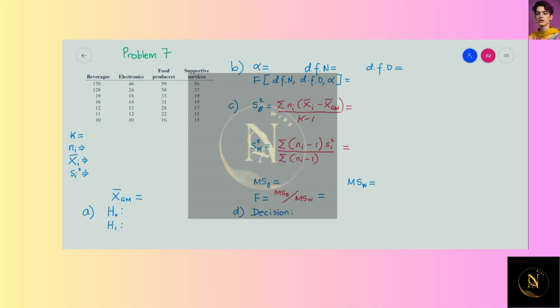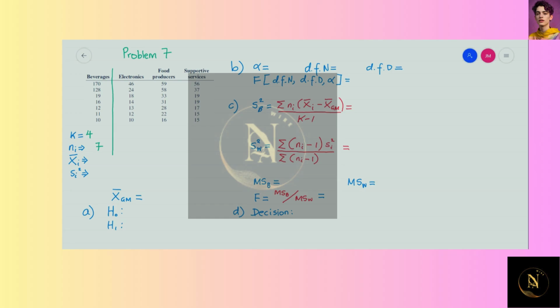First things first, we need to find out what this K value stands for. K stands for the number of business sectors in this case, or the number of factor levels. So K is 4 because there are 4 different sectors. Ni will be the number of samples within each business sector. For beverages, we have 1, 2, 3, 4, 5, 6, 7. So Ni would be 7.